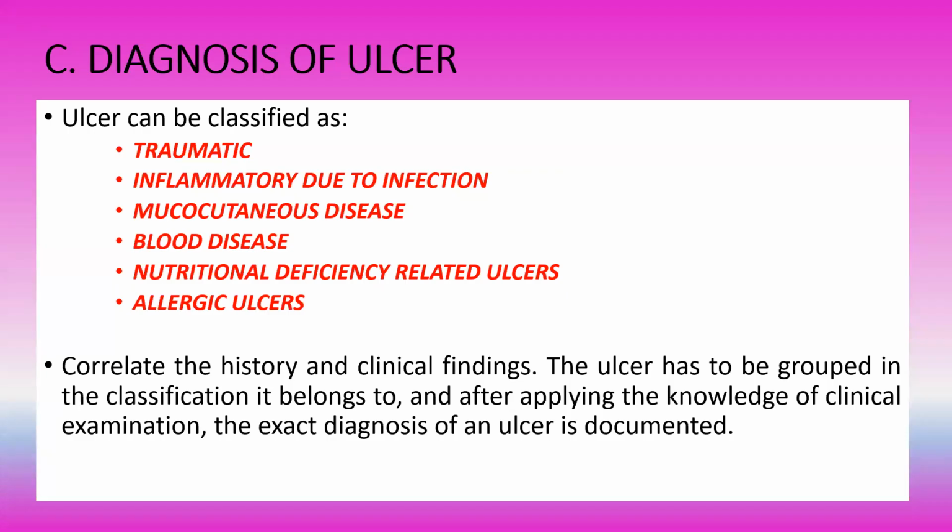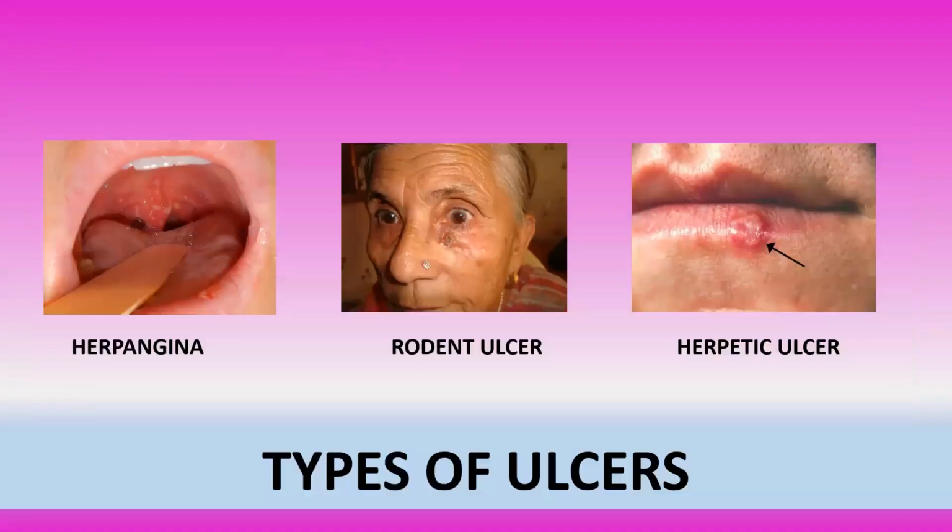Last is the diagnosis of an ulcer. Basic classification of ulcer can be traumatic ulcer, inflammatory ulcers or infectious ulcers, mucocutaneous disease which can cause ulcers, blood-related dyscrasias which can cause ulcers, nutritional deficiency related ulcers, and allergic ulcer. We need to correlate the history and the clinical findings. The ulcer has to be grouped into any one of these classifications, and after applying the knowledge of clinical examination, the exact diagnosis of an ulcer is perfectly documented.